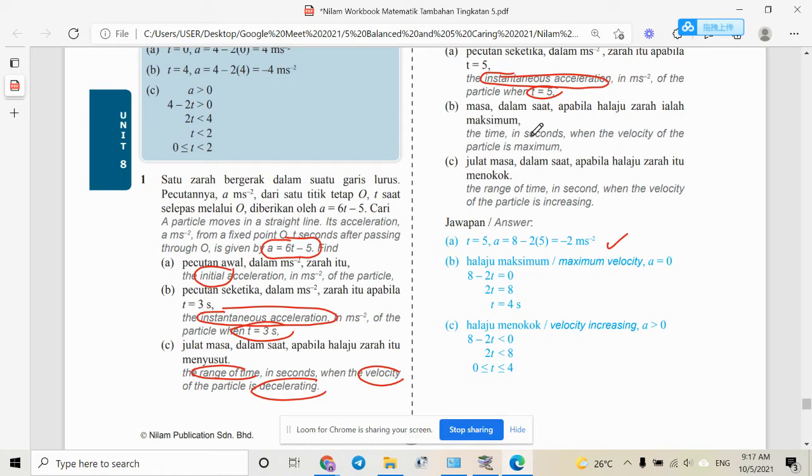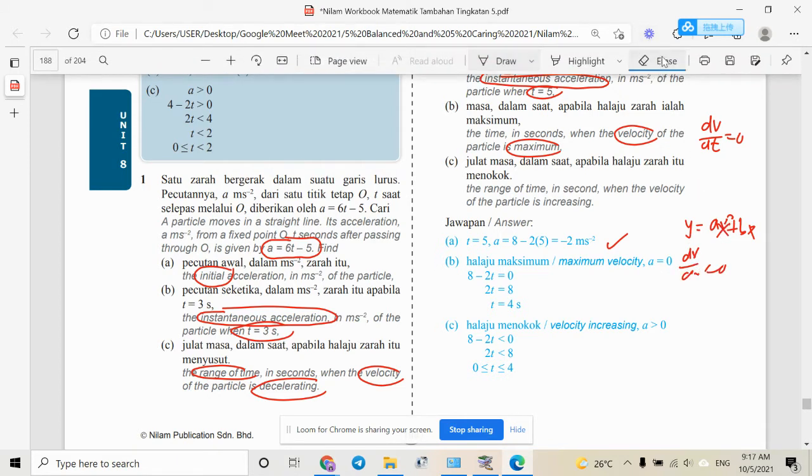Question B, find the time in seconds when the velocity is maximum. So remember, velocity maximum means that dv/dt equals 0. Previously, you had y equals, let's say, ax squared plus bx, for example. Then the question says, find the x value when y is maximum. So what do we do? We do dy/dx equals 0, right? So this case is also the same.